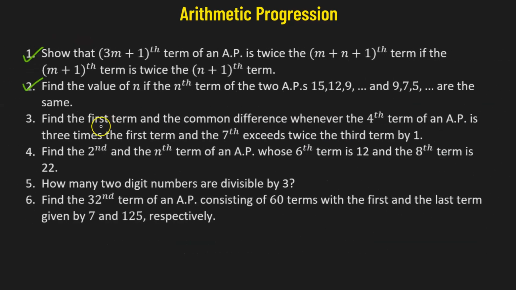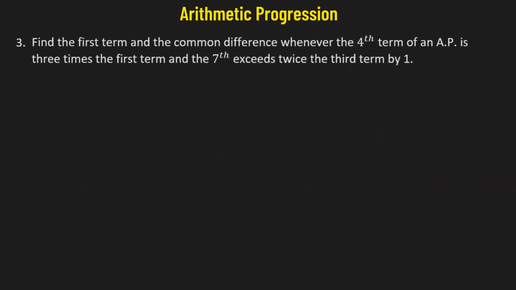Now in problem number 3, we need to find out the first term and the common difference, and it's given here that the fourth term of the AP is equal to 3 times the first term, and the seventh term of the AP exceeds twice the third term by 1. So let's begin by first considering the first term. We are going to represent the first term with the letter a in lowercase and the common difference with the letter d in lowercase.